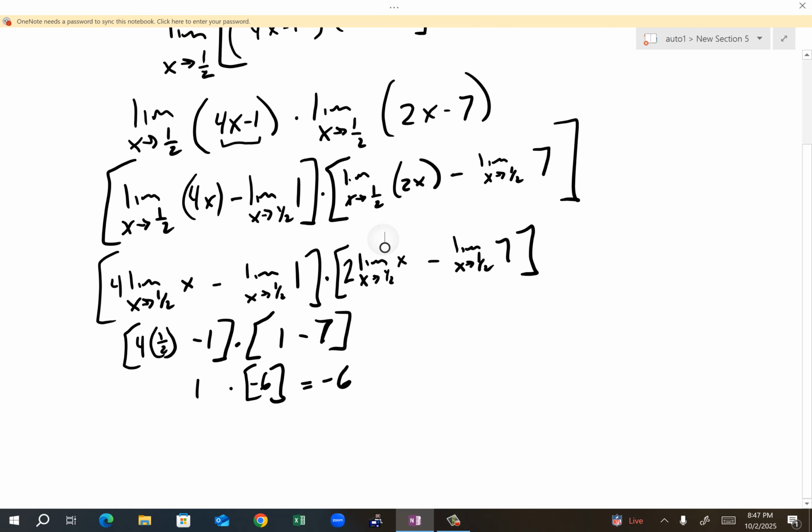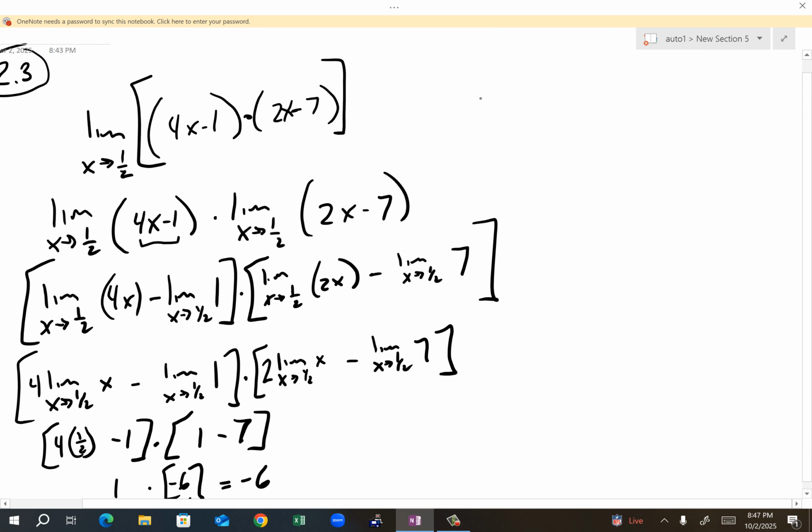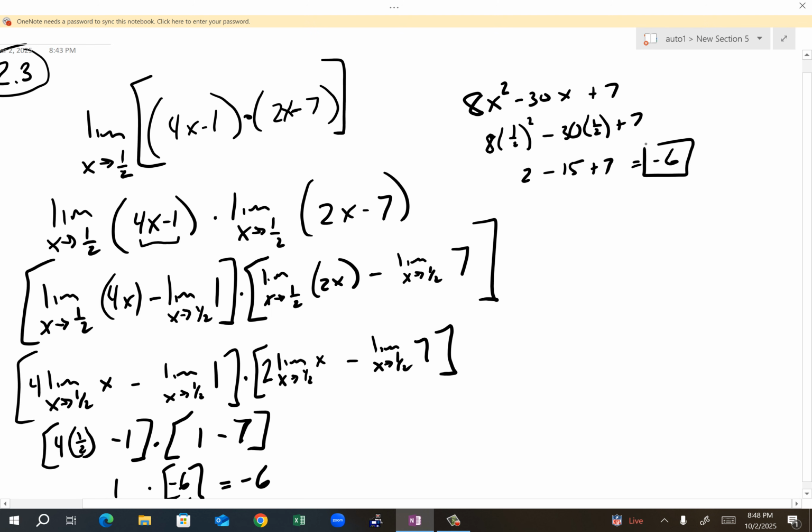Now, if you didn't believe me, and you're like, Groom, can we FOIL it out? Of course you can FOIL it out. So that's 8x squared minus 28x minus 30x plus 7. What happens if you put a half into there? So if you do 8, you get, that's a quarter, and that's 2. Half of 30 is 15. And negative 15 plus 9 is negative 6. It checks. You see that? So it's a different way of doing it. Obviously, the one we did previously works because it is continuous, so it wasn't a big deal there.